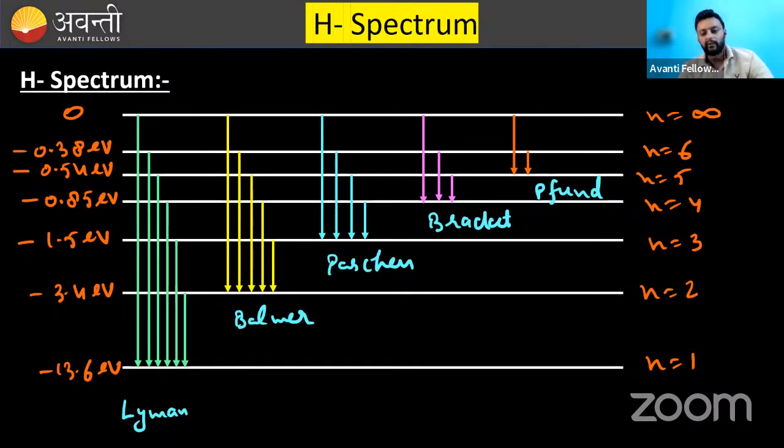Moving further. Hydrogen spectrum. I told you that after receiving energy, electrons jump to the higher orbits. The first orbit is generally known as ground state. Remember this word, you will be confused otherwise. This is known as ground state. And after that, n equals to 2 is known as first excited state. This is known as second excited state.